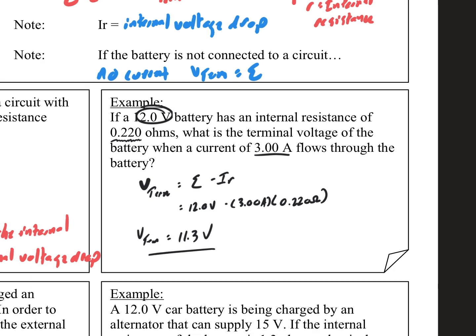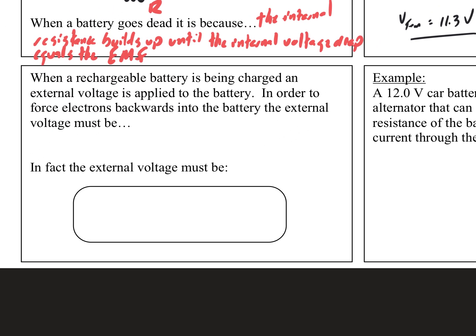So what about when you recharge a battery? When a rechargeable battery is being charged, an external voltage is applied to the battery in order to force electrons back into the battery. The external voltage must be greater than the battery's electromotive force. Essentially the equation works backwards: here's my V terminal equals the electromotive force plus Ir, the internal resistance of the battery.